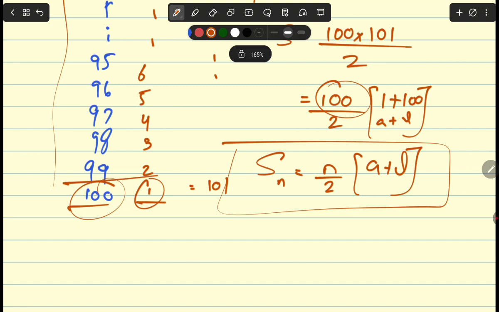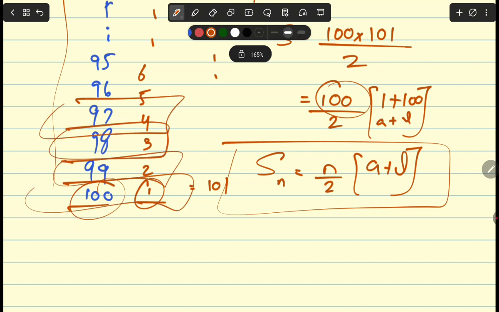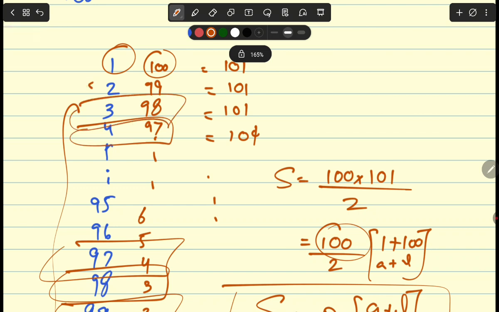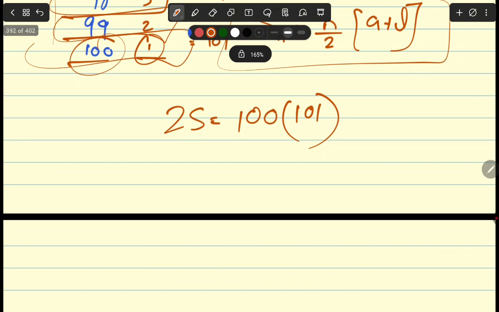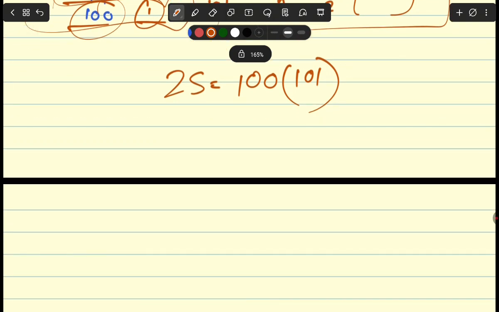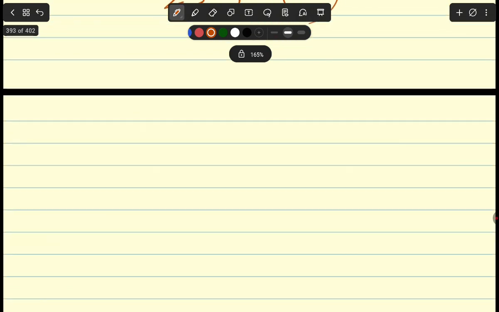So there were exactly 100 pairs: 99 and 2, 98 and 3, 97 and 4, 4 and 97, 3 and 98, 2 and 99, 1 and 100, right? Therefore, twice the sum was equal to 100 times the sum of the first and the last term, that was 101, because 100 plus 1, right? So this is how he managed to do it in just a few seconds. That's the entire idea behind the Cambridge proof. Now, let's try to do this properly.